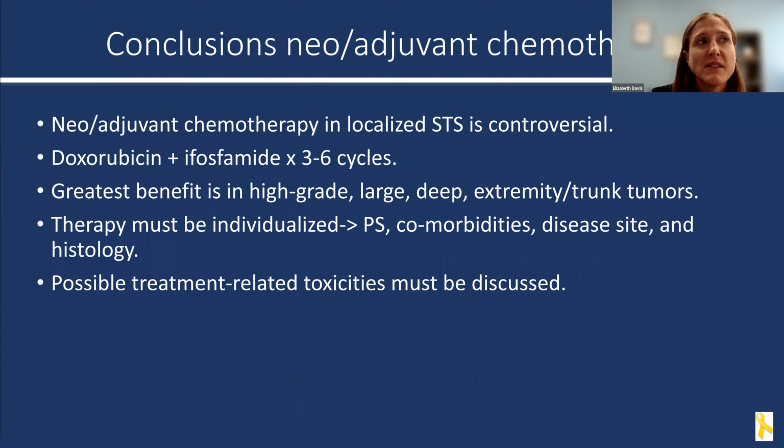So with conclusions about the use of neoadjuvant chemo, we know that it's controversial. The standard of care, if you're going to use it, is using a combination of doxorubicin and ifosfamide for somewhere between 3 and 6 cycles. And the greatest benefit is in high-grade, large, deep extremity tumors. Therapy has to be individualized, accounting for patient factors, and treatment toxicities have to be discussed.